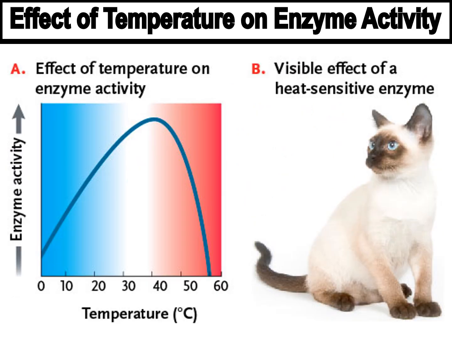This slide shows the temperature at which enzymes are active and inactive. Using this graph, we can clearly see that the optimal enzyme activity is 37 degrees Celsius. Visible effects of environmental temperature on enzyme activity is shown in the Siamese cat.